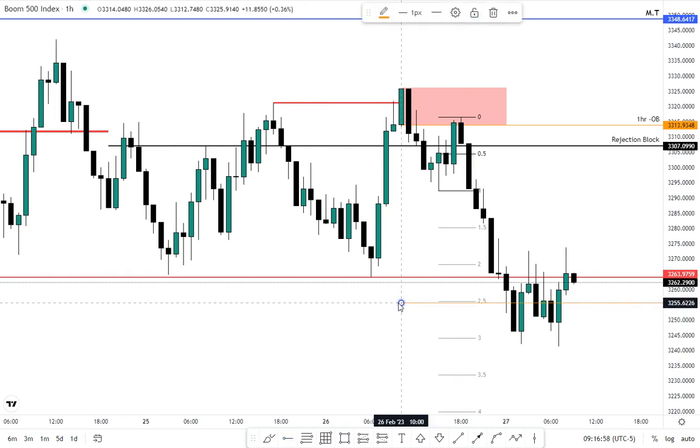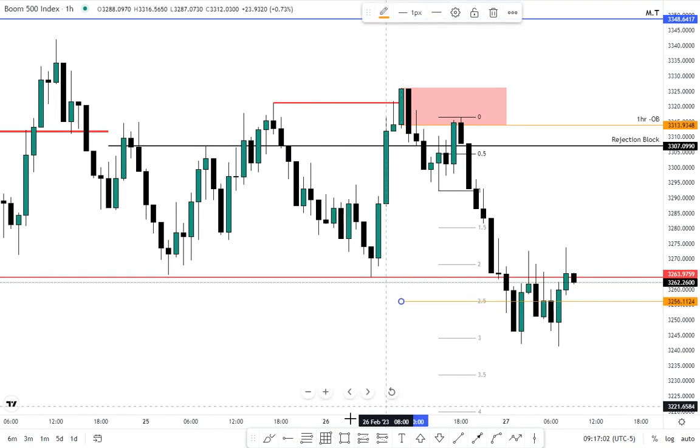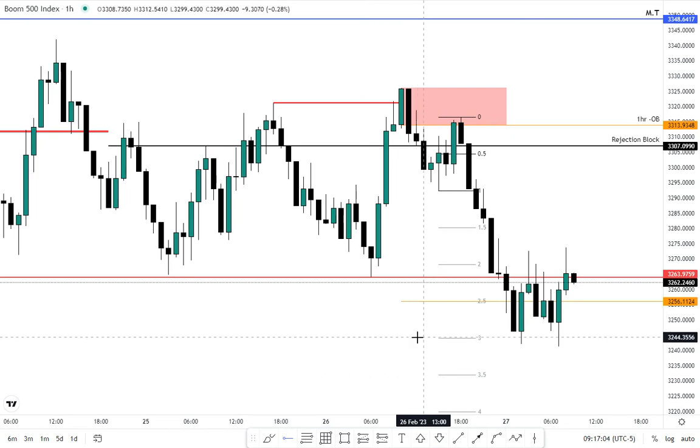And you stretch it to the next target. It should have been what? Standard deviation 3 extension, which is right here.